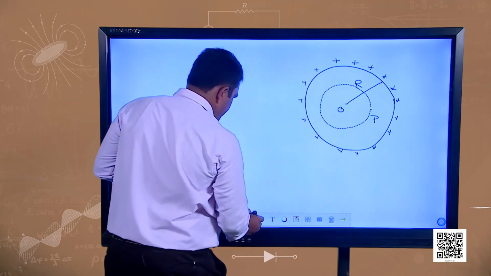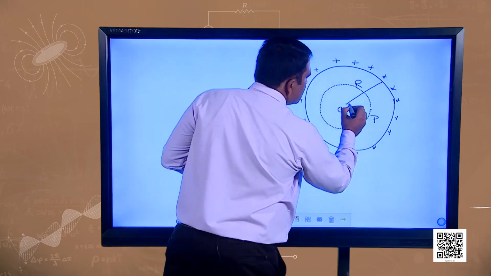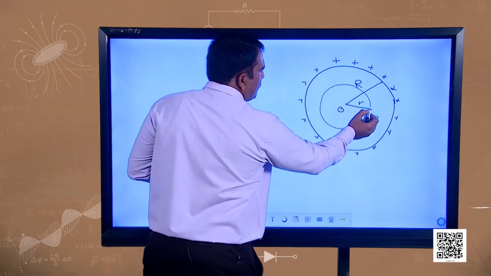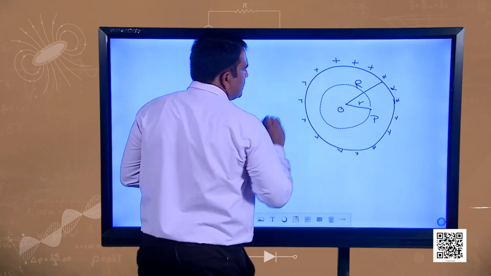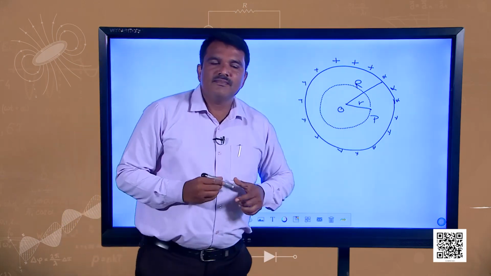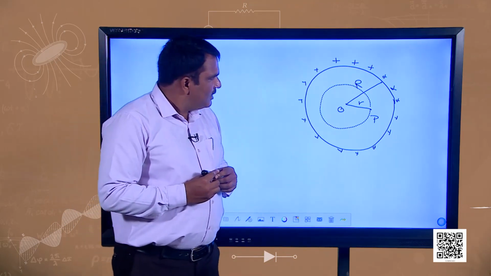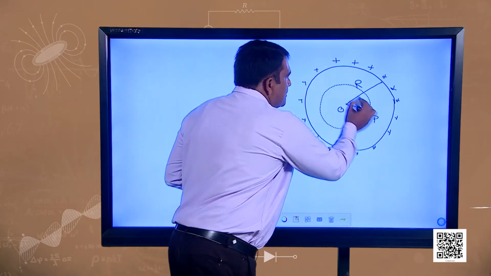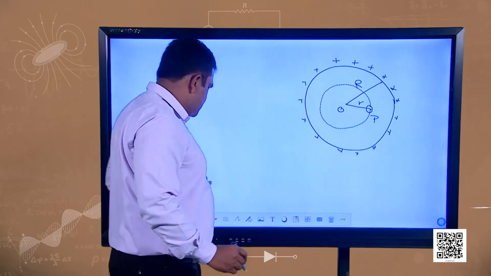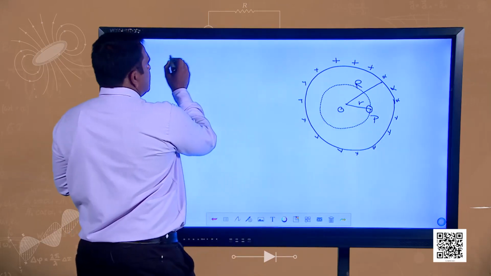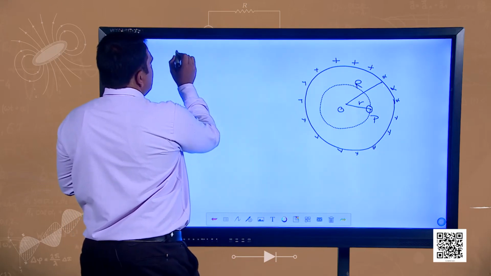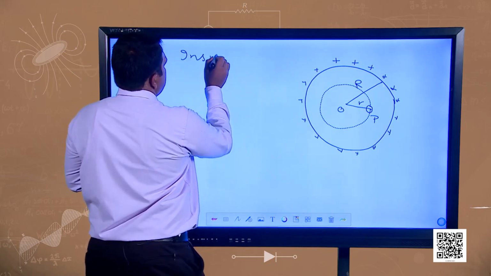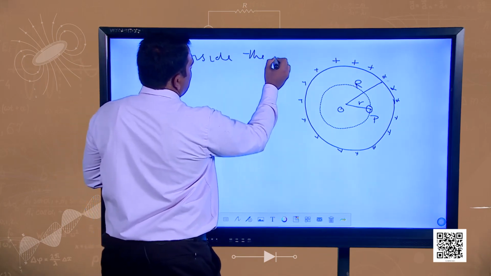So, it is a sphere of radius small r. Suppose the distance of the point P from the center is small r. Now, let us cut a small area element delta S from the Gaussian surface, and the flux. So, we are finding the electric field at any point inside the cell.